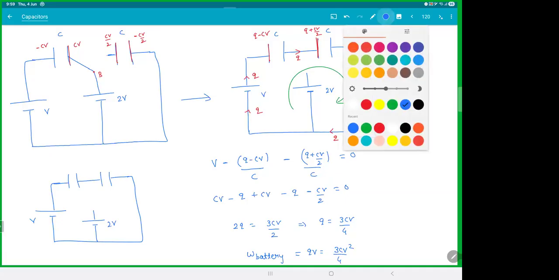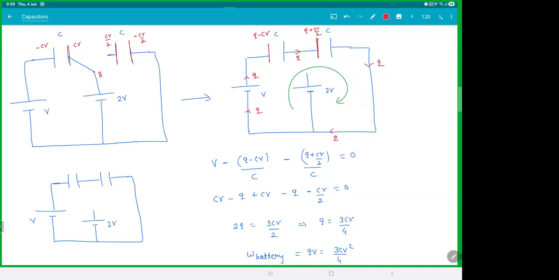What are the charges now? Q minus CV, this was 3CV by 4. So this is minus CV by 4 and this is plus CV by 4. Q plus CV by 2. So this is 5CV by 4 and minus 5CV by 4. They're definitely not in parallel. Look at the distributions. That's what makes this question really good. This will be a pretty good advanced paragraph question.